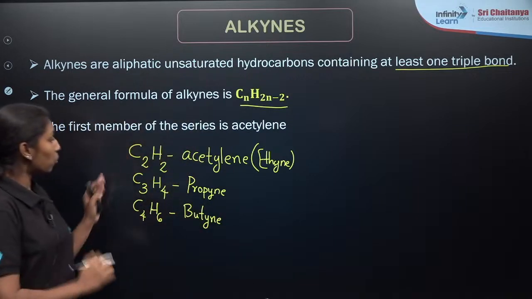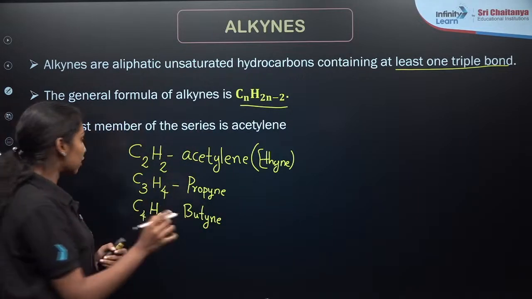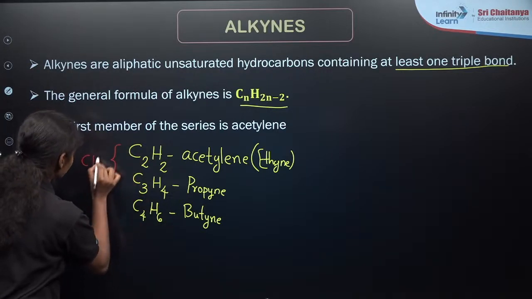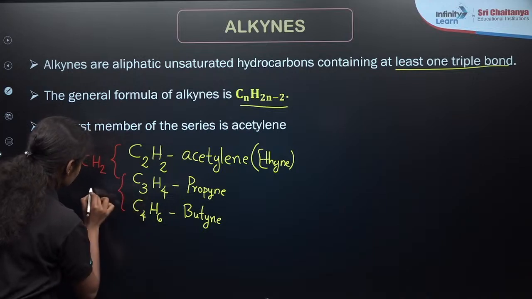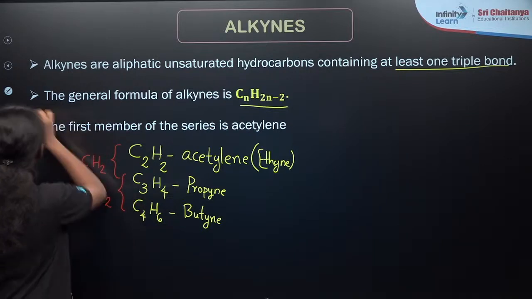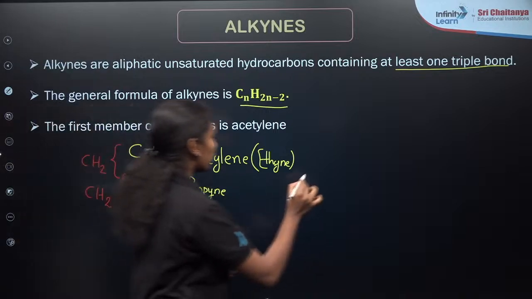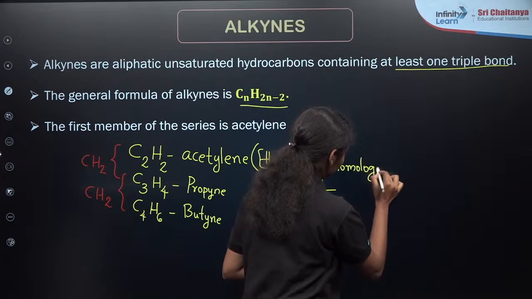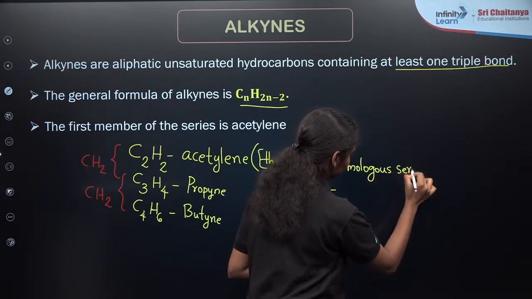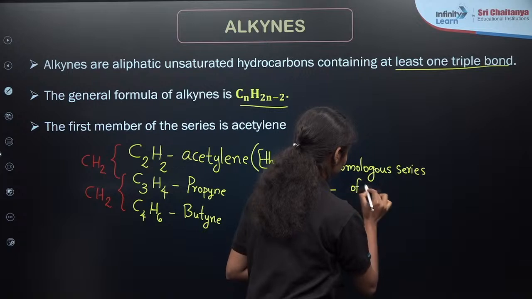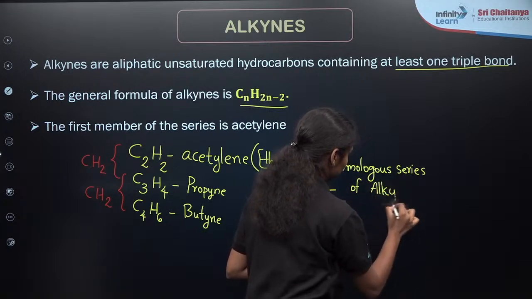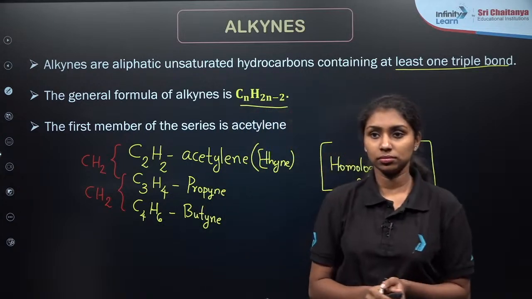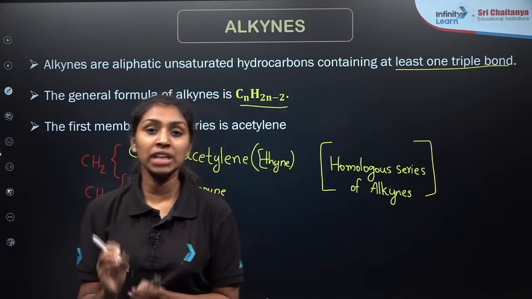As we check the members of the alkyne series, we can see that there is a difference of CH2 between successive members. So we can call this series the homologous series of alkynes. This is the basic part of the introduction to alkynes.